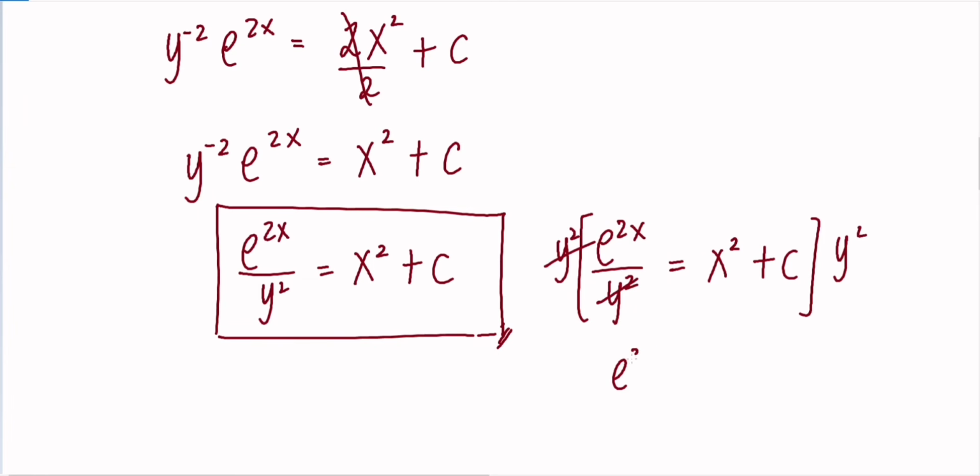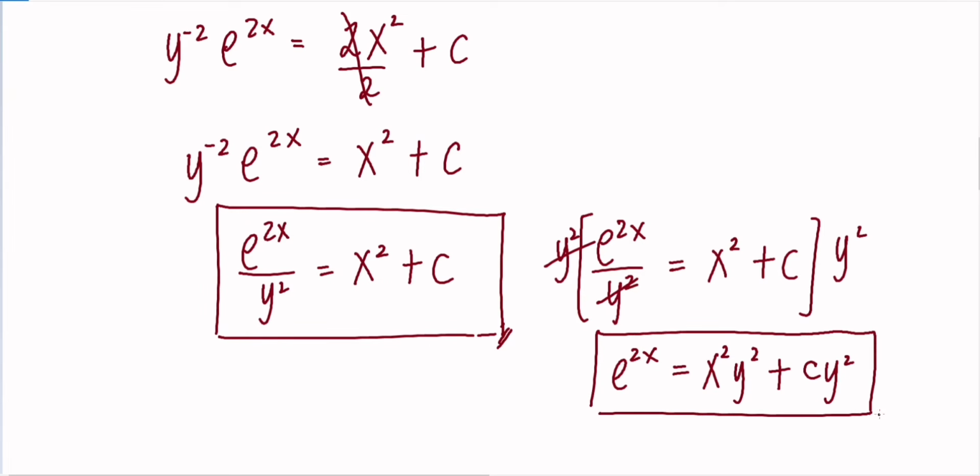So, we will have e raised to 2x equals y squared times x squared would be x squared y squared plus y squared times c is cy squared or y squared c. It's up to you. Okay? So, the final answer can be this or this. Pwede yan guys. Kahit ano dyan.